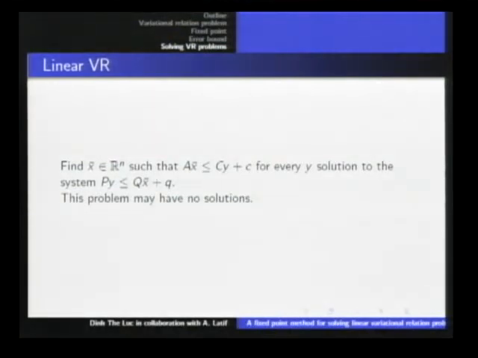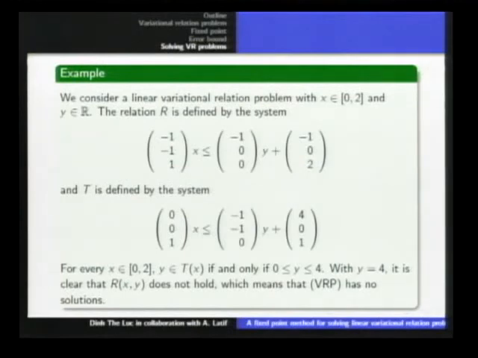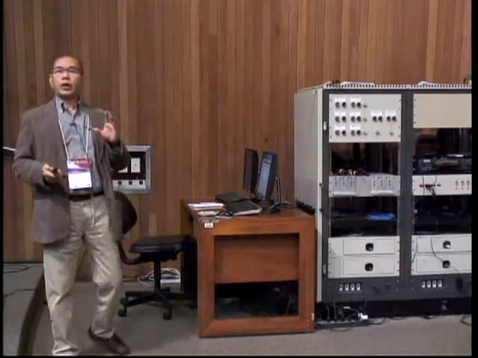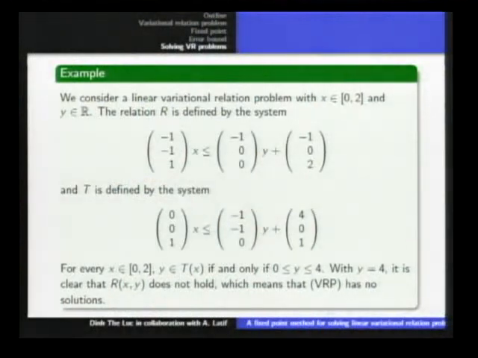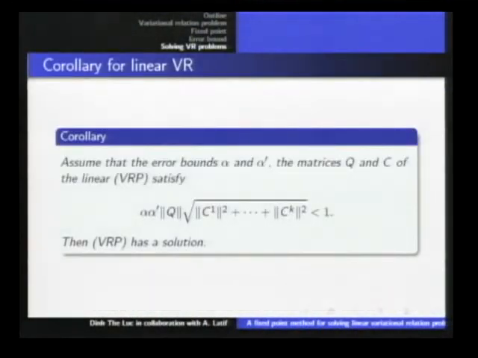Now I consider the linear case, where the function G is given by this linear function, I mean affine function, and the relation is given by a linear system. Even in this very simple case, we may have no solution, because the problem is not easy. I give here just a very simple example to show that even in the linear case, a variational relation problem may have no solution. So I have a result about one sufficient condition for existence of a solution of VRP.